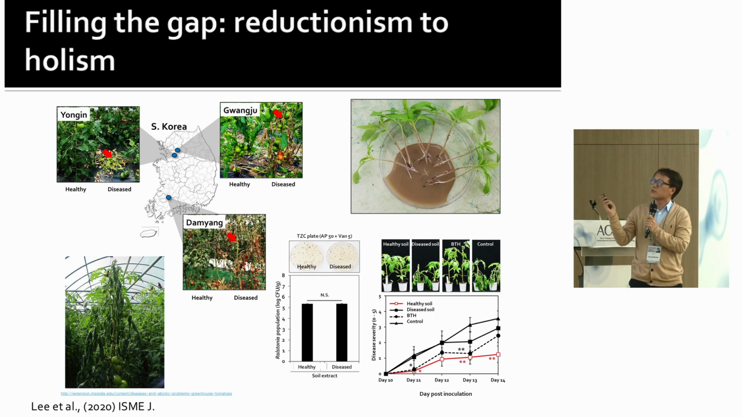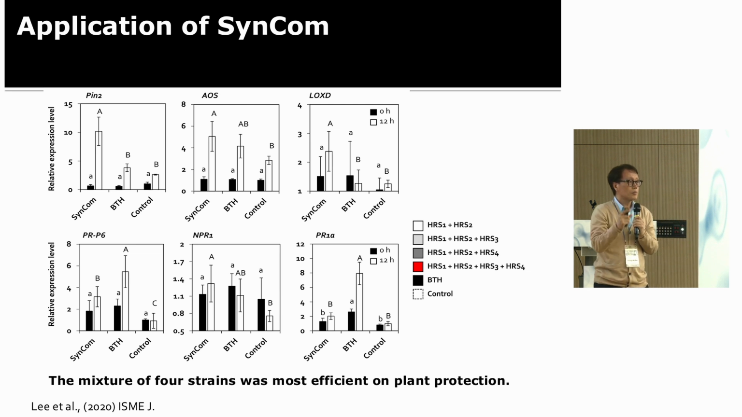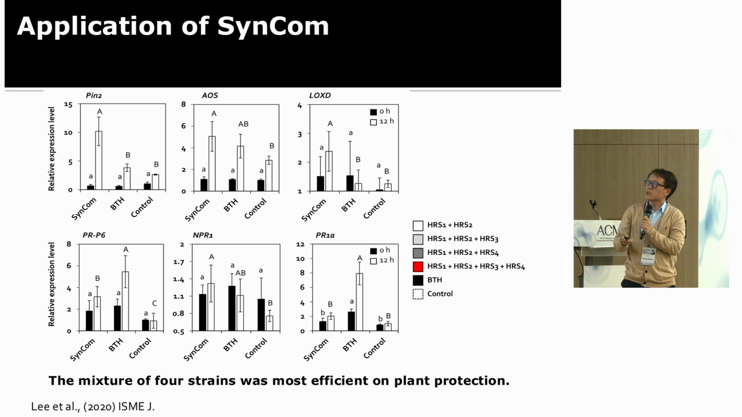So we tried to isolate bacteria based on the metagenomic analysis. We found that 4 different bacteria are very critical. We tested them individually and in 2-3 combinations. The good thing is that only the combination of all 4 gave a very strong control effect. That means the minimum bacterial composition is very important when we apply it in field conditions. So we can also check gene expression.